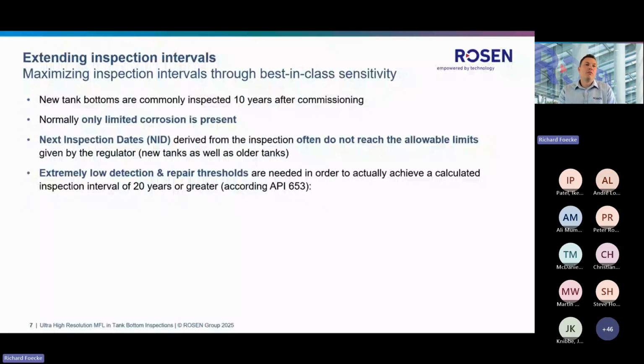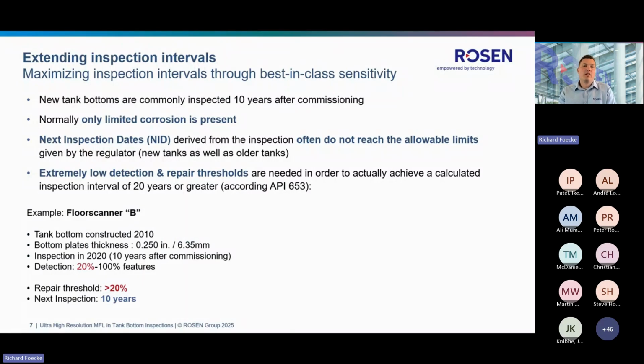So let's have a look at how extending inspection intervals is possible by this best-in-class technology and sensitivity. Let's assume we have a tank that is pretty new and which is commonly inspected 10 years after commissioning. Normally, there's only very limited corrosion present at this time, and the next inspection date derived from the data often does not reach allowable limits given by the regulator. So in the end, an extremely low detection threshold and repair threshold are needed in order to actually achieve what the code is offering us.